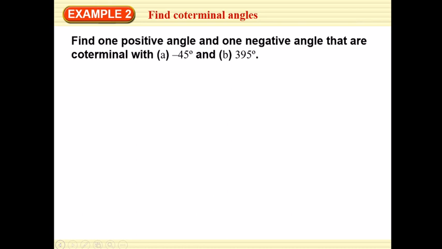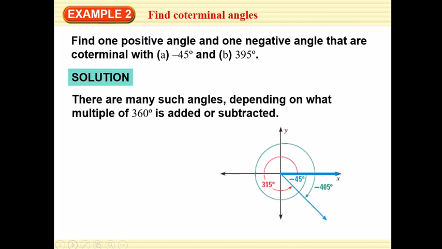Find one positive and one negative angle that are coterminal. If I had looked at the definition for coterminal, what that means is they have the exact same terminal side, just like I drew in on the last example. How we accomplish this is by adding or subtracting 360 degrees. So there are many angles. You can keep adding and keep subtracting 360 degrees. When they ask you to do this, typically you just give the lowest values possible.